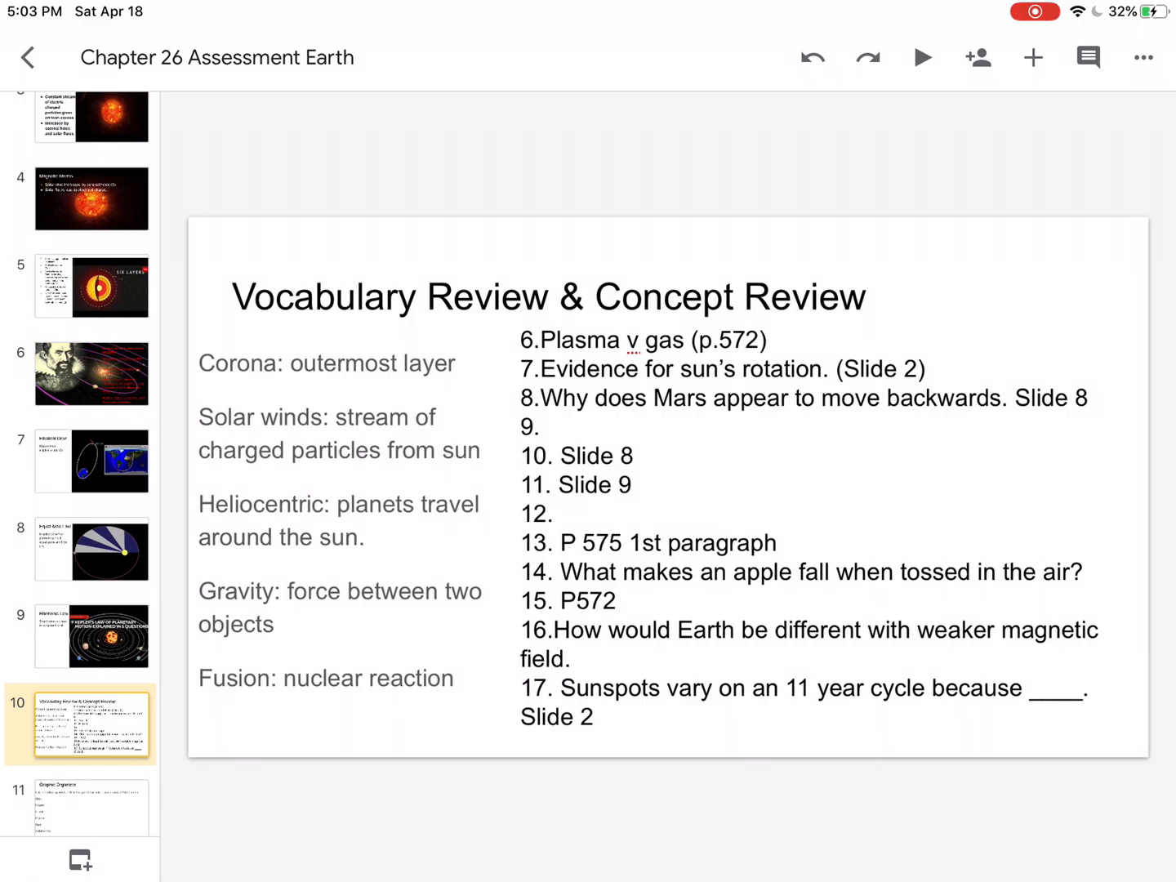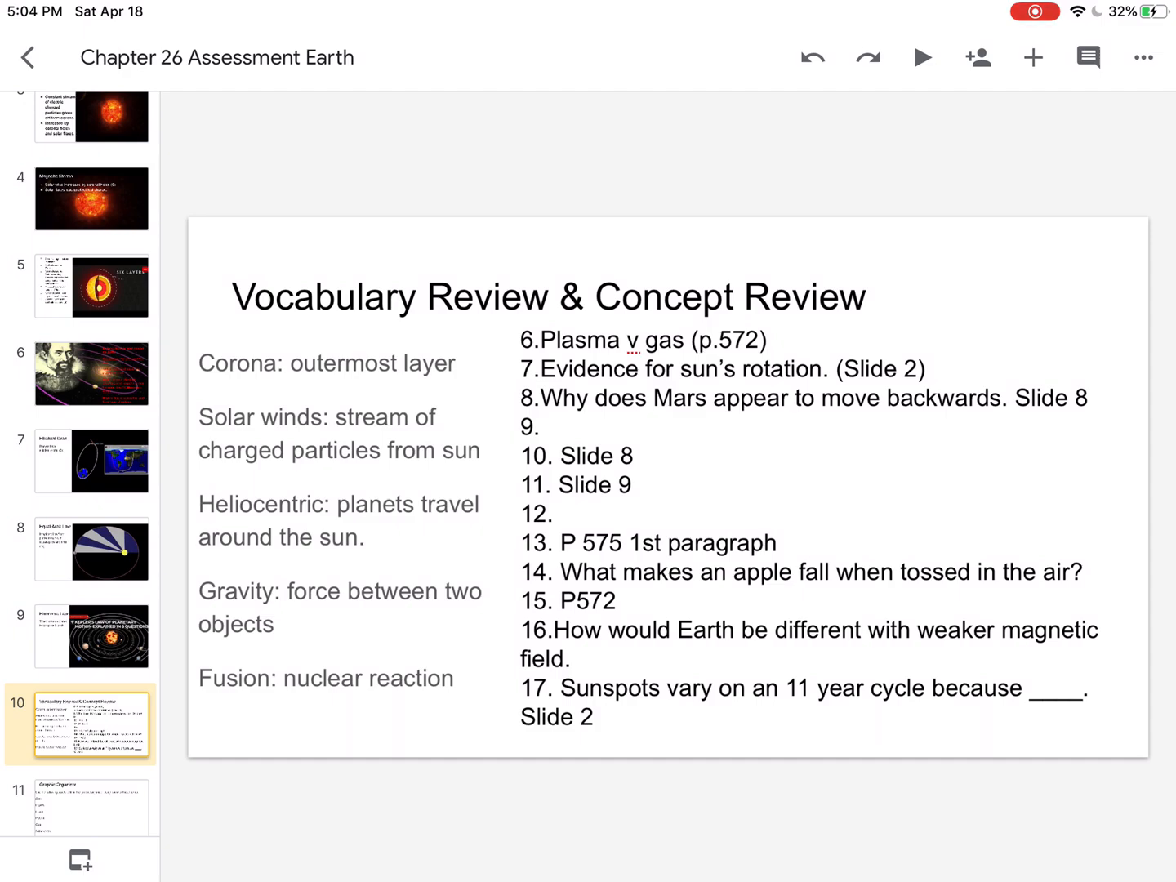14, what makes an apple fall when tossed in the air? So this is me giving you a clue to the answer. Number 15 is on page 572. 16, how would Earth be different with a weaker magnetic field? I cover this more in the other videos. Basically, the Earth has a magnetic field that protects us from the sun, and if it was gone, we would be more like Mars, probably.